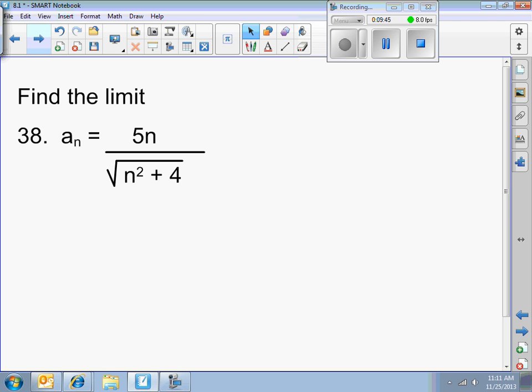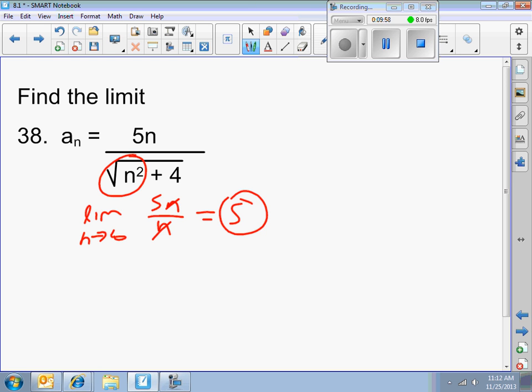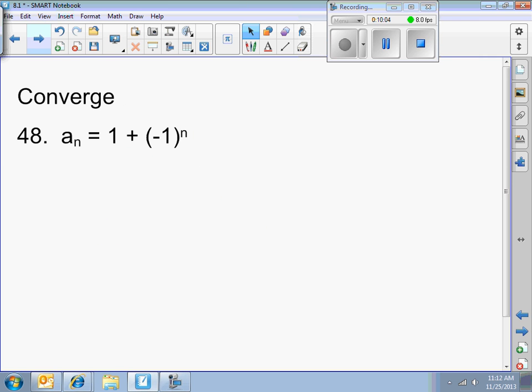All right, so once again, this sequence is the limit as n approaches infinity. We're only concerned with the leading term, so the square root of n squared is n. So this one is heading to 5 as well. That's number 38.